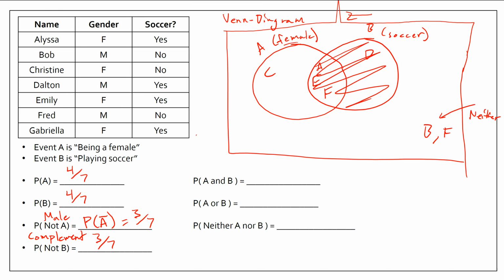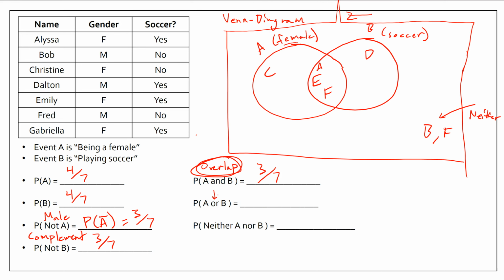Next, we have some more complicated probabilities, and here's where we're starting to get into the compound events. What does it mean to be in both A and B? Aren't these the people in the overlap? And how many people are in the overlap? Well, I have 3 out of the 7. So A and B means the overlap.